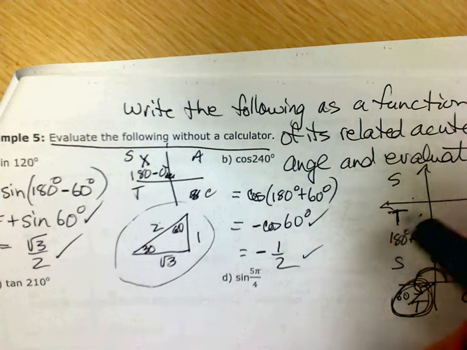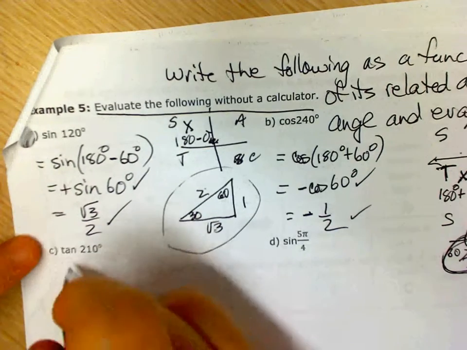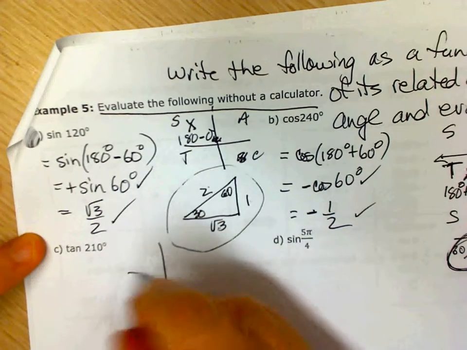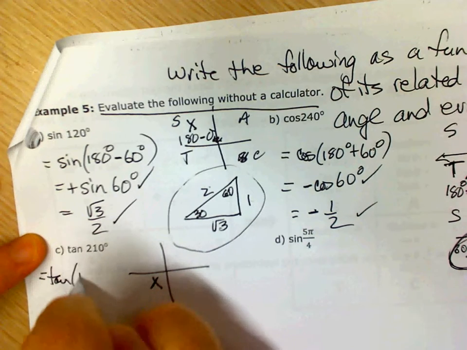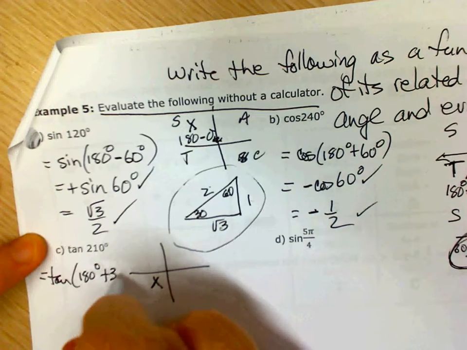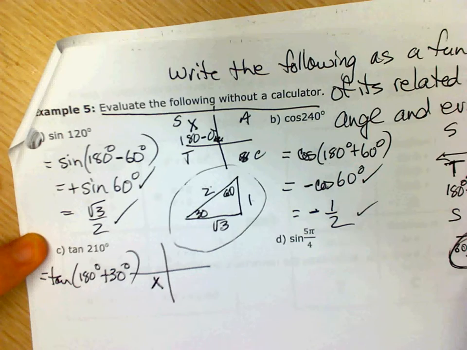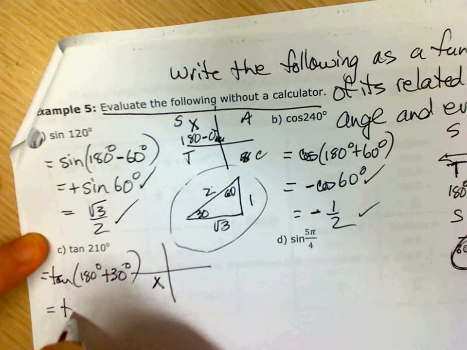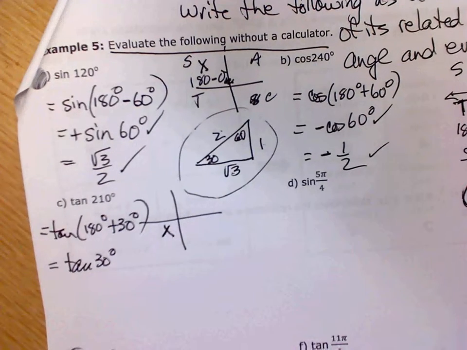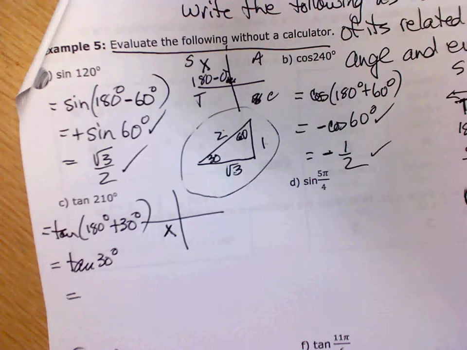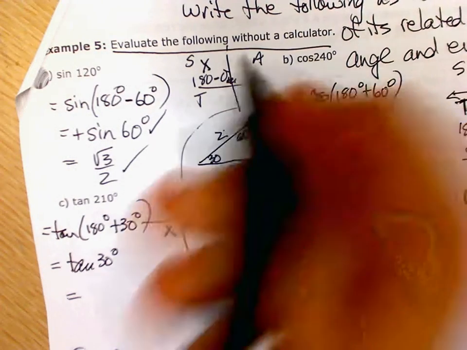Okay, tan of 210. 210 ends up here. So this is tan of 180 degrees plus 30 degrees. By the CAST rule, we know tangent is positive, so this will equal tan of 30 degrees. What's the tan of 30 degrees? One over root 3. Rationalize the denominator, root 3 over 3.